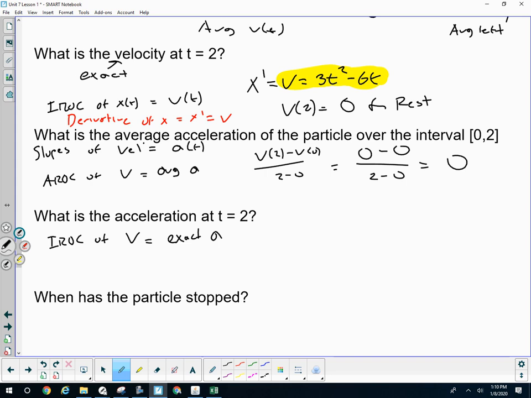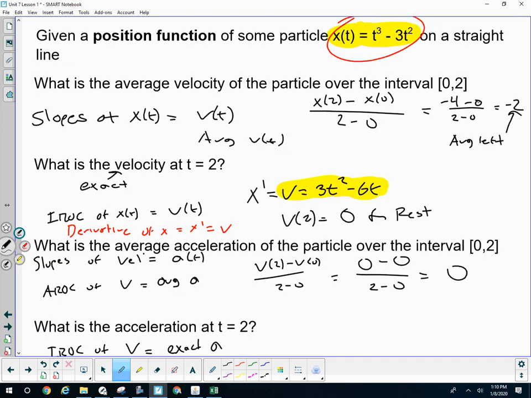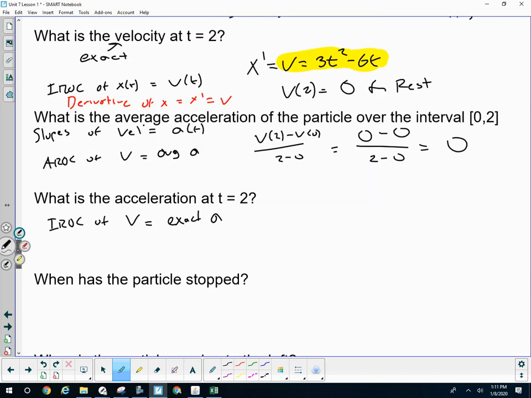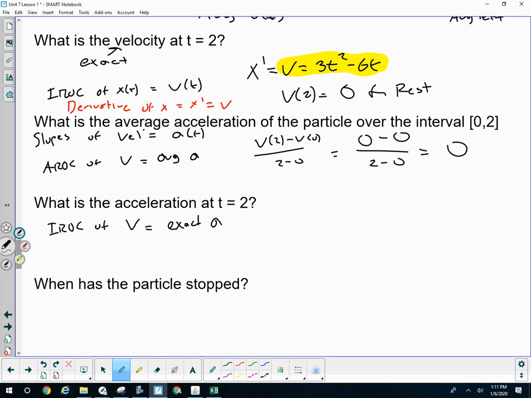So it looks like I'm just moving at a constant velocity to the left from 0 to 2 seconds at 2 meters per second. We know that's not true. We can see that my velocity at 2 is 0. We will find that if we look at the exact acceleration, the exact acceleration isn't going to be 0.